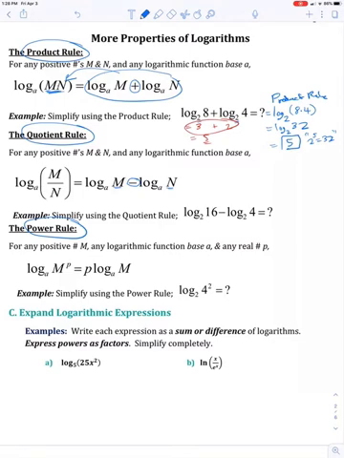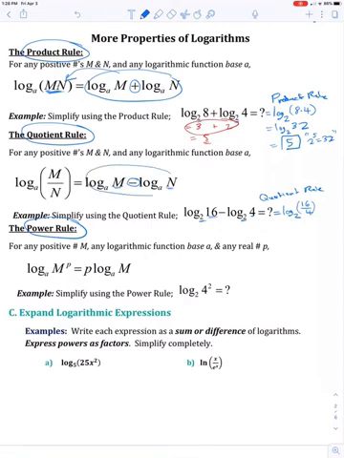So let's take that and apply the quotient rule. Let's go to an example: let's find the value of this expression. Let's simplify together. Here's log base 2 of 16 minus log base 2 of 4. They're the same bases, so we can combine these together. We subtract logarithms by dividing, so it's going to be 16 divided by 4.